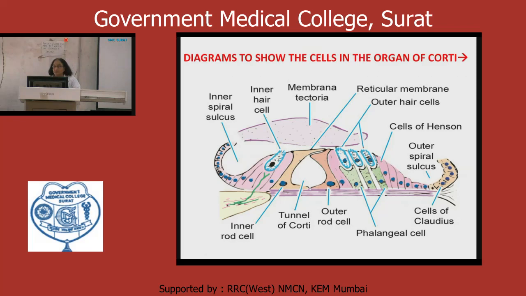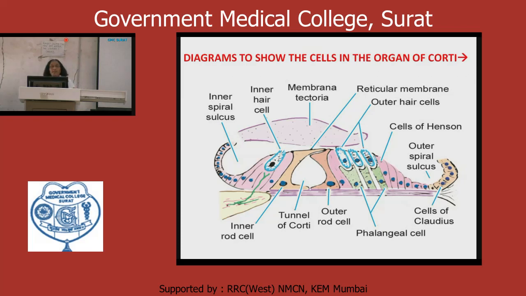Now outer to the phalangeal cells are the cells of Hensen. The function of the Hensen cells is not clear cut. Outer to the Hensen cells are the cells of Claudius. All these are collectively called the organ of Corti, containing many cells.